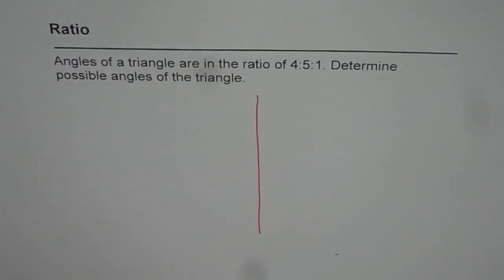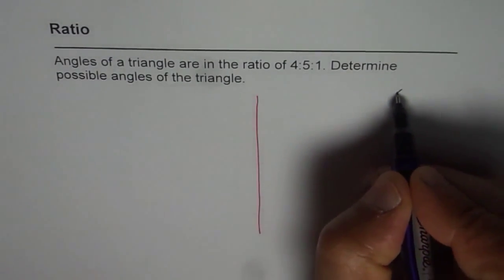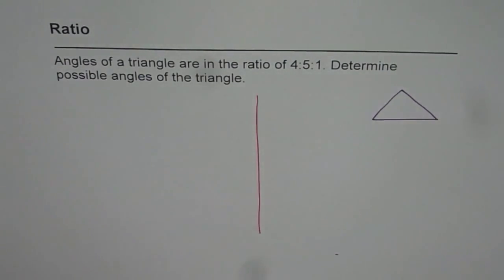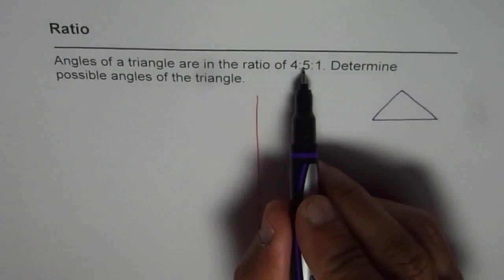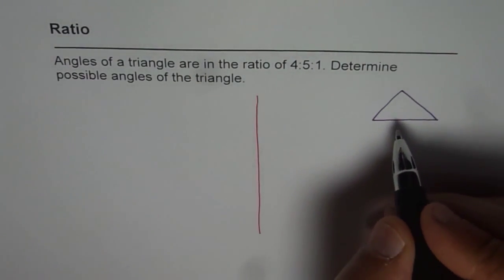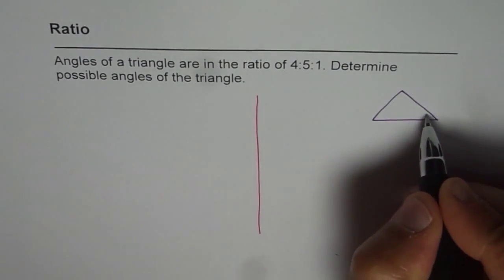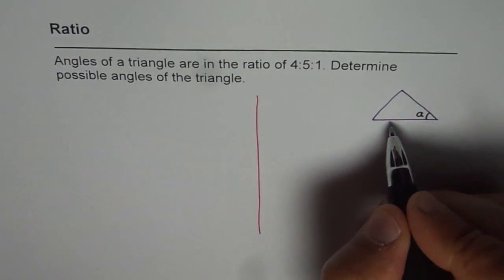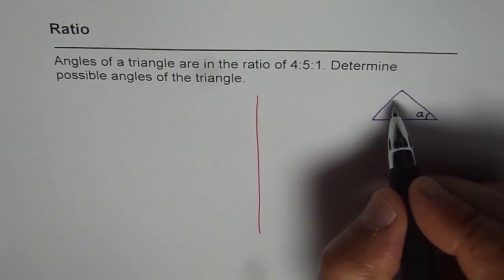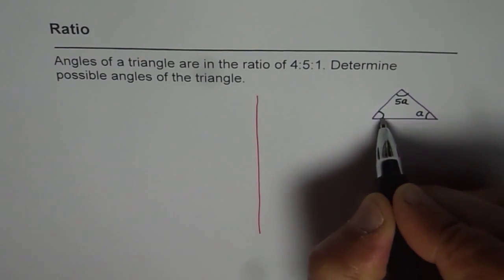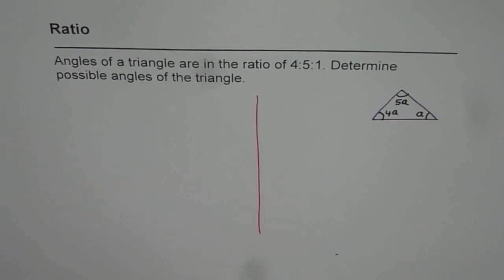So what we are really working on is a triangle. Let's say this is our triangle, and we don't know what the angles are, but we know that these angles are in the ratio of 4:5:1. That means that if one of the angles is, let's say, A, then the other angles are, so let me write them in this order, 4 and 5, so other angles are 5A and 4A. So these are three angles.